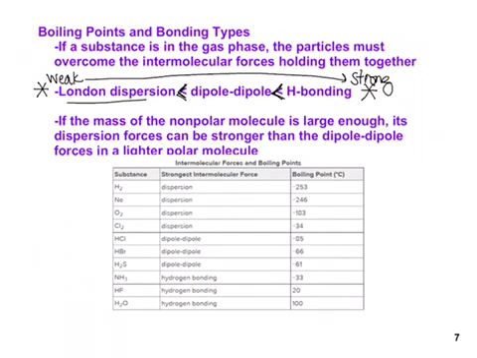So if the mass of the nonpolar molecule is large enough, its dispersion forces can be stronger than the dipole-dipole forces in lighter molecules. So this chart gives you a couple molecules, and it shows you the strongest intermolecular force at play. So in hydrogen, the dispersion, and when it says dispersion, it's really the London dispersion. It's the same thing, they're just taking a shorthand. So when we look at that, we can see their boiling points are very, very low because they have the weakest intermolecular forces holding them together.